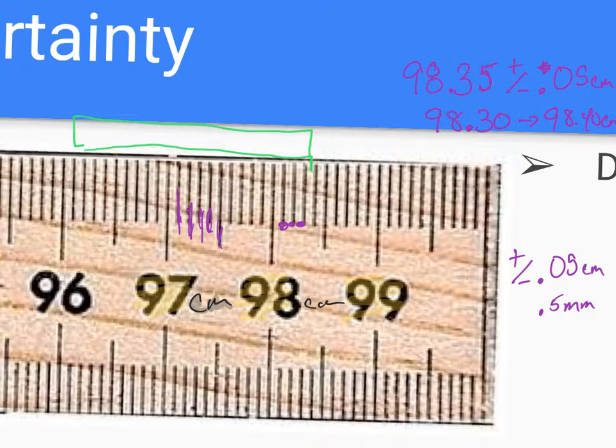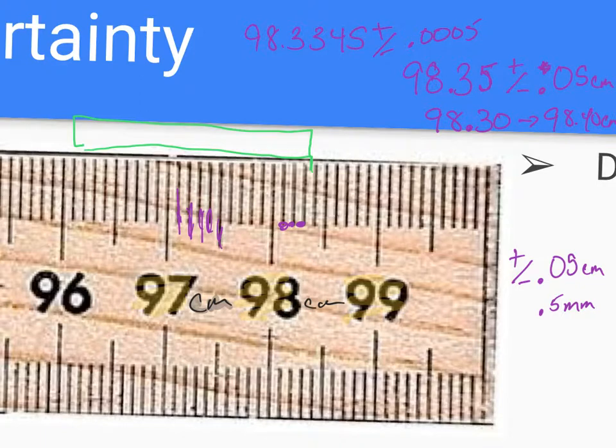Now, what you should see then is that if we have smaller and smaller graduations, down to fractions of millimeters or things like that, if we were able to say that it was 98.3345 plus or minus 0.0005, then we have a much better level of accuracy, of precision in our measurements for that particular measurement. And so the more precise our instruments, the more precise our measurements, the smaller our amount of uncertainty is with our measurements.